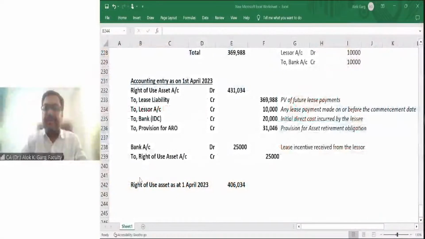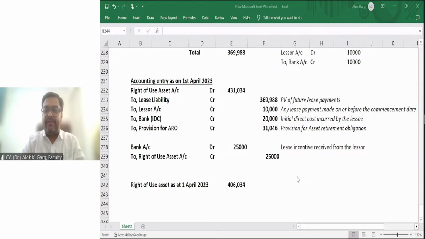These incentives should be deducted from right of use assets. So, Kirti, that's what we have done, right? I have credited right of use asset and debited bank account. Of course, you will get the money, you will debit bank, right? So technically, you have deducted your right of use asset by 25,000. In the first entry, it is 4,31,054. In the second entry, it is 25,000 credit. Net, it is 4,06,000. That is what we have done.